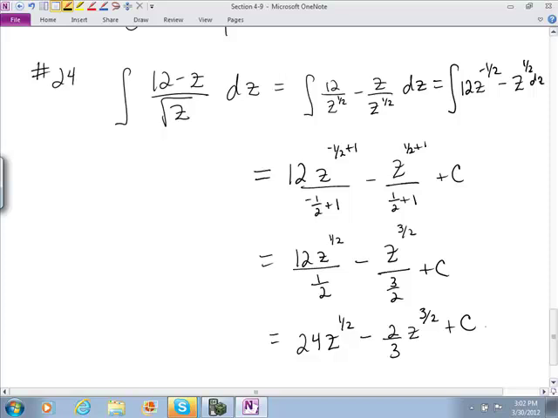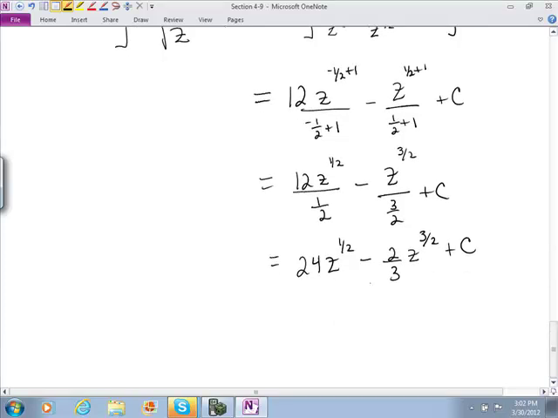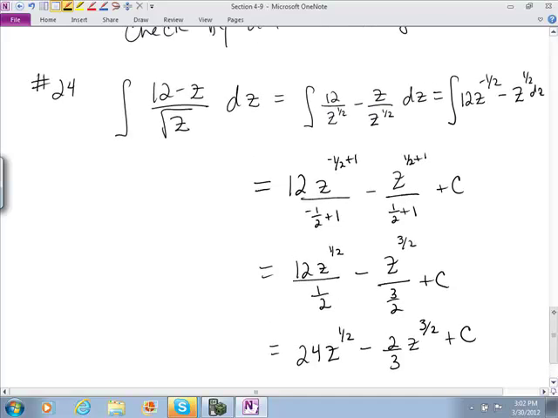And again, you can check your answer. If you take the derivative of your answer, you should get back to the integrand, which really you'll get it in that form. All right.